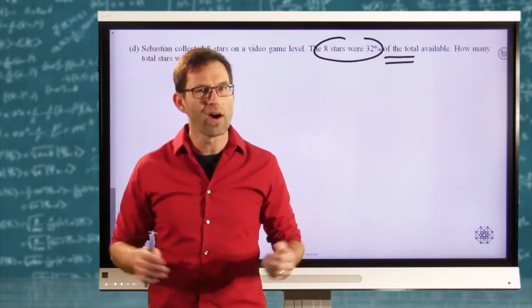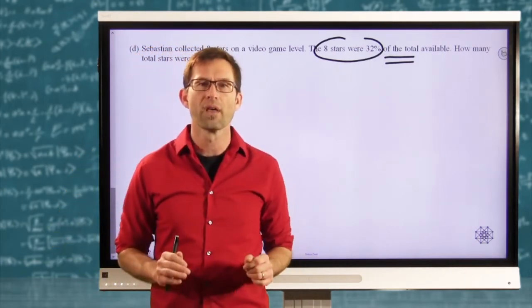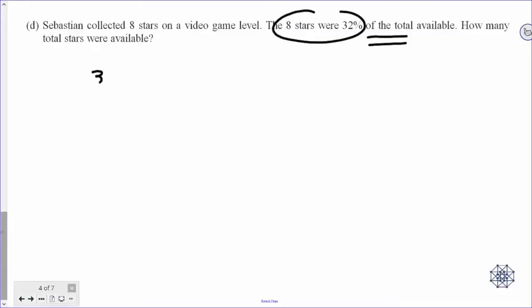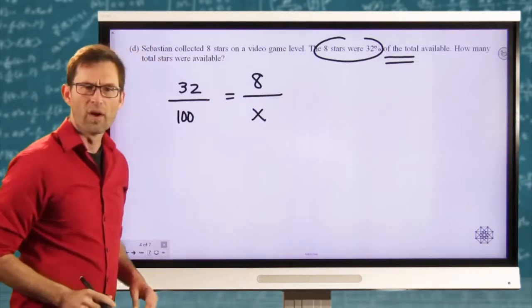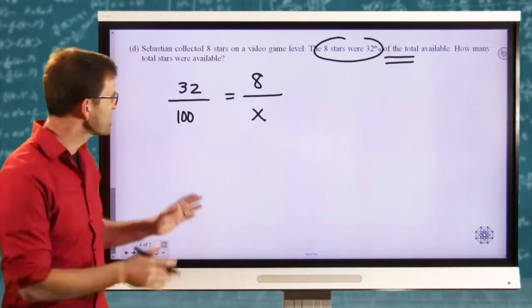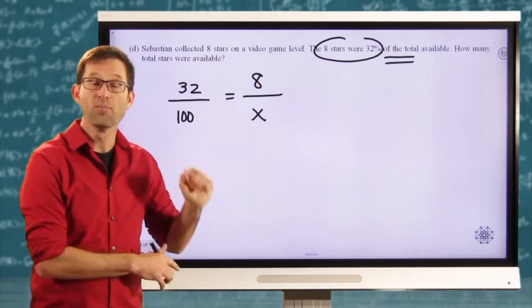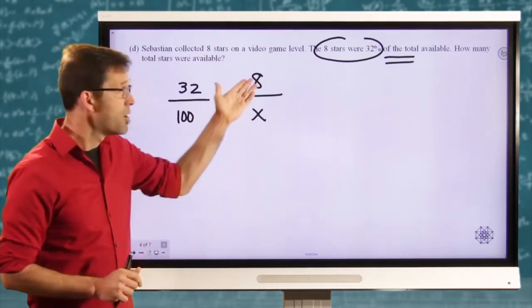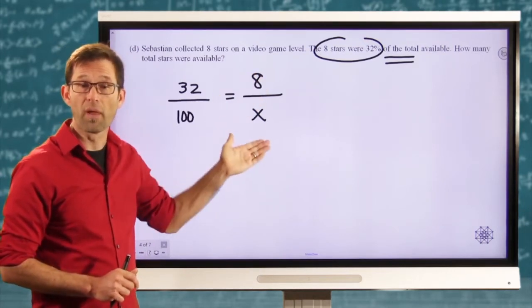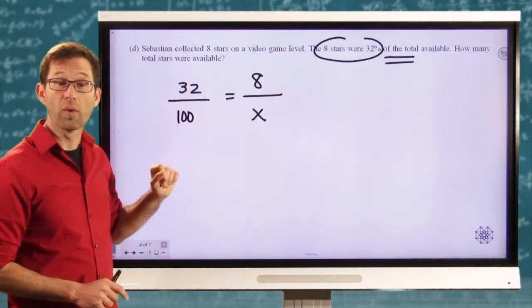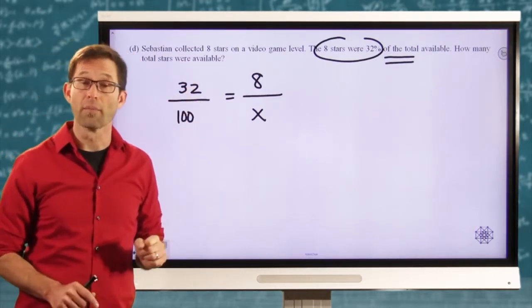On the other hand, there weren't 100 stars available, there was some unknown amount available, but Sebastian was able to get 8. So what we're really thinking about here is 32 out of 100 is the same as 8 out of what, right? So this is a little bit trickier, right? Because we're looking at this now and going, oh, 32 out of 100 is the same as 8 out of what? Now, we could either make that 8 into a 32 by multiplying the numerator and denominator by 4, or we could make this 32 into an 8 by dividing this numerator and denominator by 4.